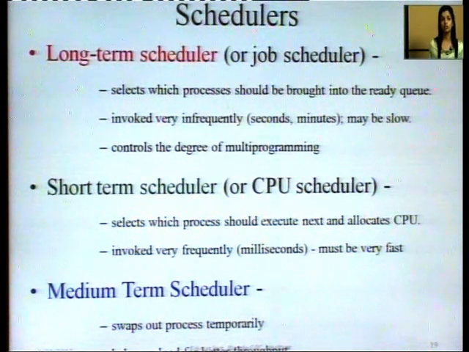It controls the degree of multiprogramming. So multiprogramming can be performed or controlled by the long term schedulers. Short term schedulers, we can say, are also known as CPU schedulers.